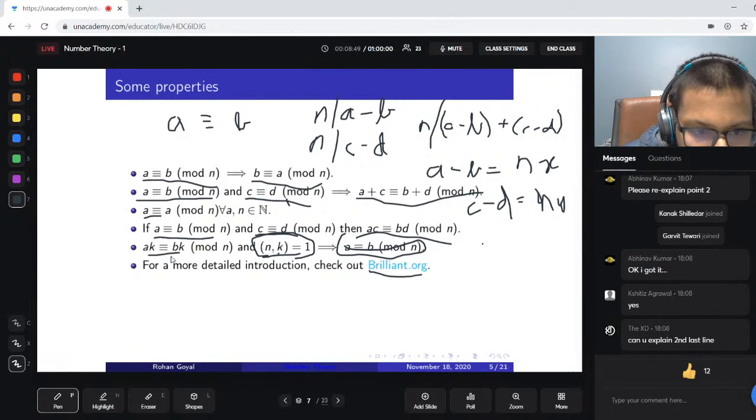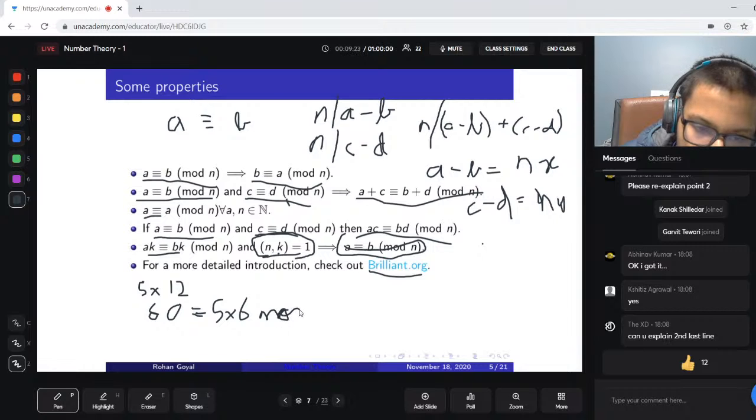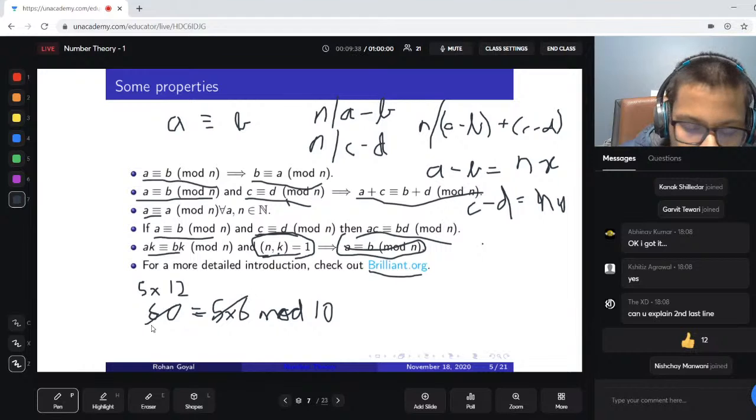Oh, second last line. Okay, so this is saying, for example, I'll take an example. If AK is congruent to BK mod n, that's saying like if 5 into 12, which is 60, is congruent to 5 into 6, which is 30, mod 10, right? Because 60 is congruent to 30 mod 10. You can see that because 10 divides 30. Sorry, what am I even saying? Ignore me, please. Let's take this as 2.